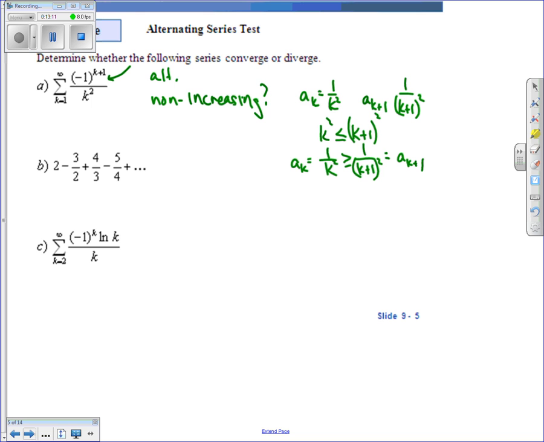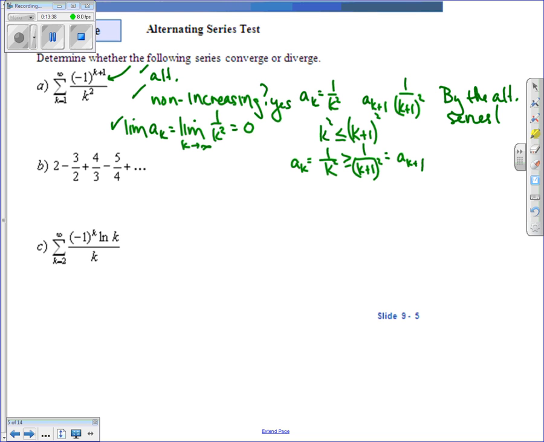So it is non-increasing. And now the only other thing to check is the limit of the a sub k, don't worry about the negative sign, 1 over k squared, as k goes to infinity, is equal to 0. So all the conditions, it's alternating, non-increasing, and that limit of the nth term goes to 0. So by the alternating series test, the sum of minus 1 to the k plus 1 over k squared converges.